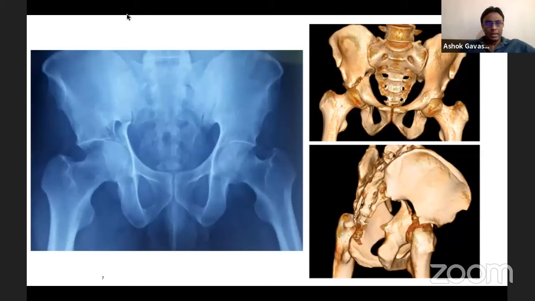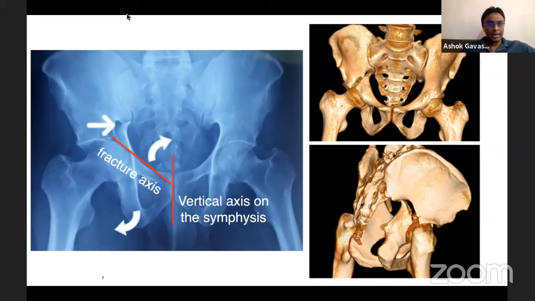So if you look at the CT scans on the right, that shows you the typical displacement pattern seen in a transverse fracture. You can see the posterior limb is much more displaced in the medial direction compared to the anterior limb of the fracture. To help you understand these displacements a little better, I have projected the axis on this AP X-ray. If you look at this, this is the fracture axis. Based on this axis, the ischiopubic segment can rotate with the proximal segment moving inwards and the ischial tuberosity being pushed laterally. Also, the other axis is the vertical axis running through the symphysis, on which the entire ischiopubic segment can rotate, creating more displacement posteriorly.